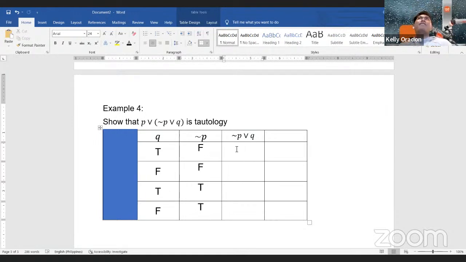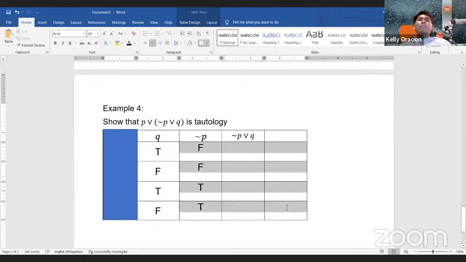Based on what I have remembered, maging false ang disjunction na statement pag both statements are false. Again, false yung sole statement if both statements are false. So in this problem, makita natin, di ba, here.